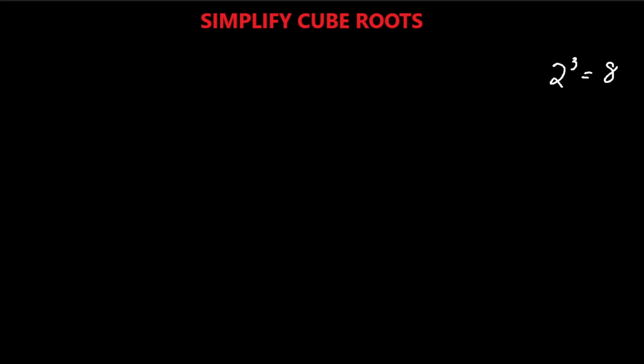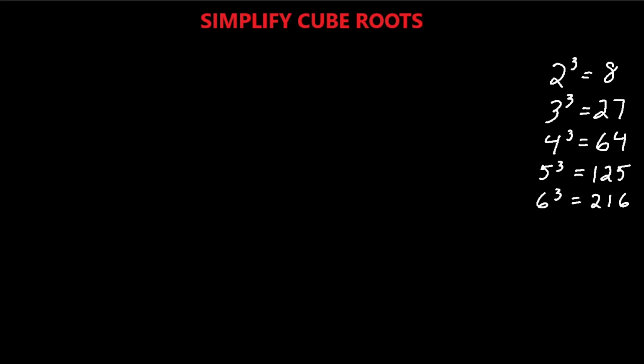So 2 to the third power is 8. 3 to the third power is 27. 4 to the third power is 64. 5 to the third power is 125. 6 to the third power is 216. And we'll end at 7 to the third power is 343. The examples I'll use won't go past 7 to the third power.